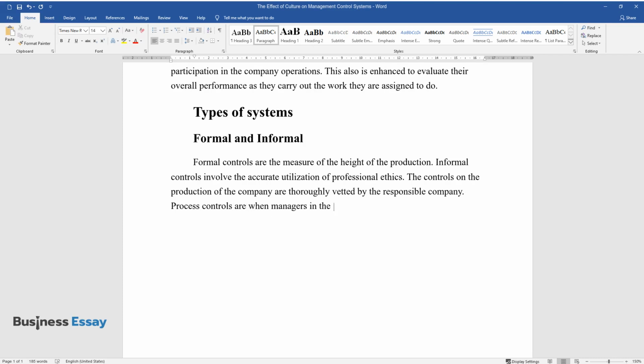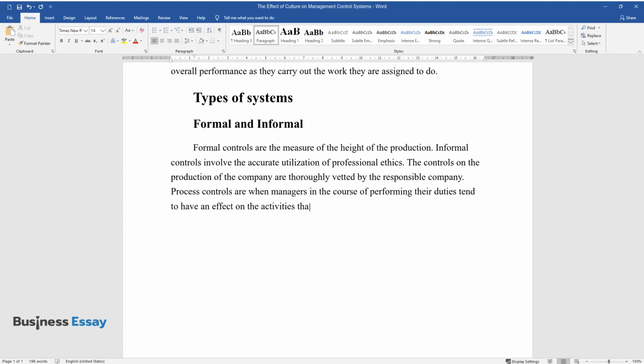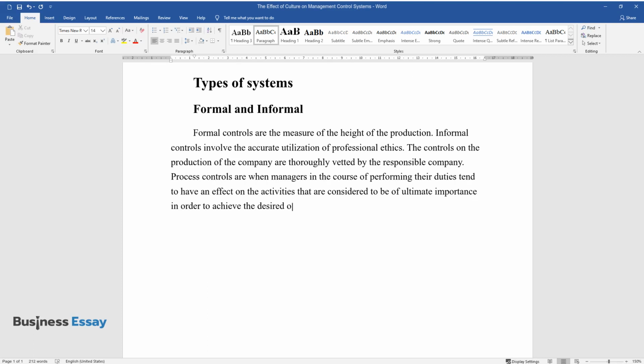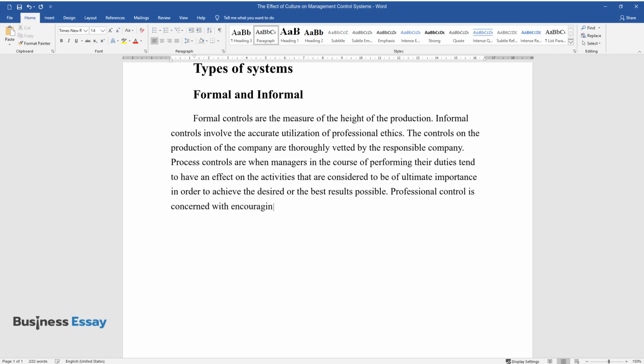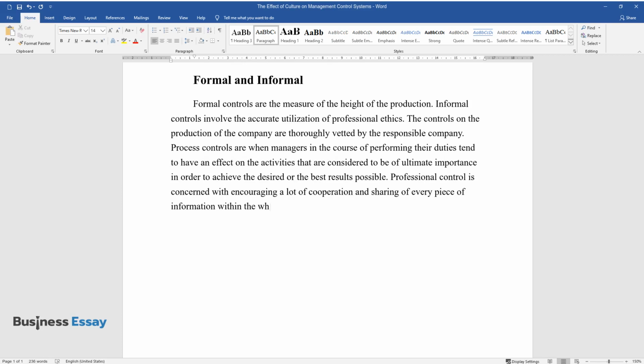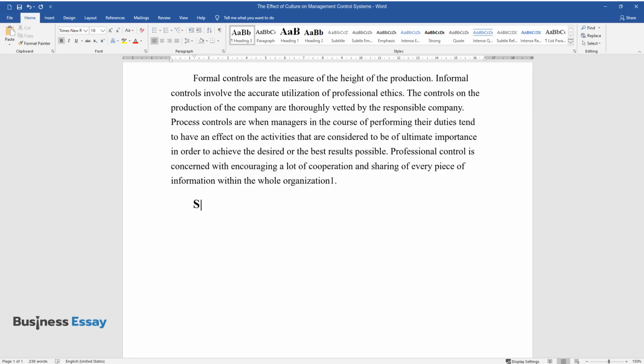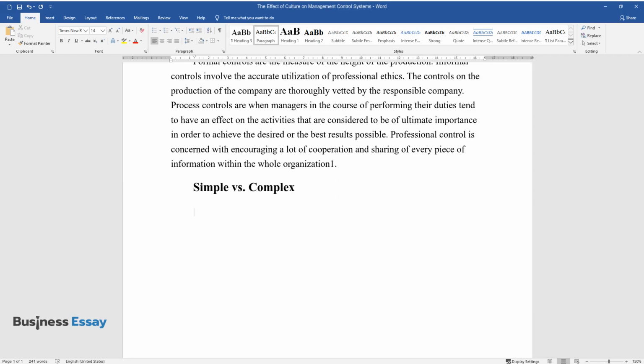Process controls are when managers, in the course of performing their duties, tend to have an effect on the activities that are considered to be of ultimate importance in order to achieve the desired or the best results possible. Professional control is concerned with encouraging a lot of cooperation and sharing of every piece of information within the whole organization.